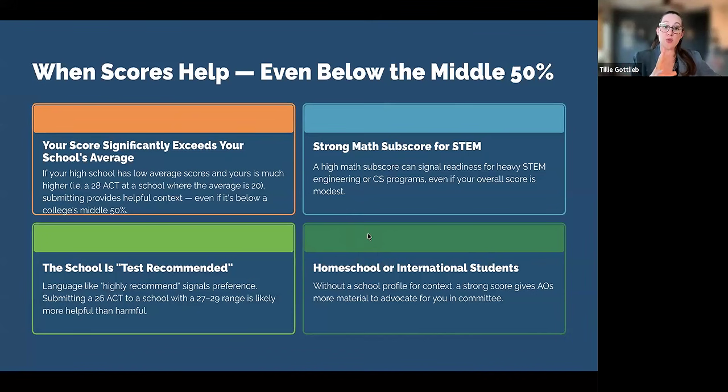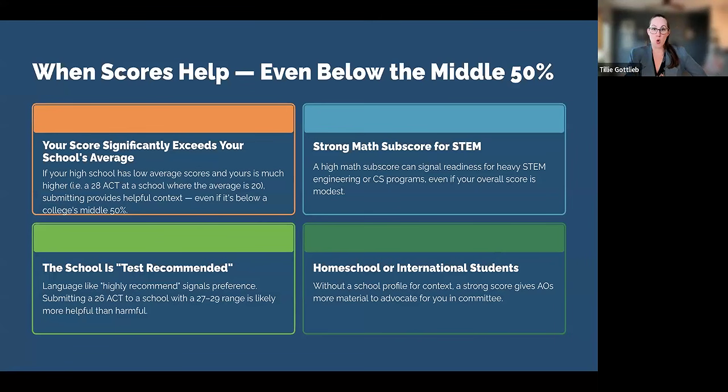If your high school has pretty low average scores and yours is much higher, so let's say the average ACT is a 20, but you have a 28, submitting it could actually be quite helpful. Even if the college is saying a 29 or a 30 is our middle 50%, yours is so much higher than your average, you could call attention to that even in additional info, but that's a good opportunity to think more thoughtfully about that.